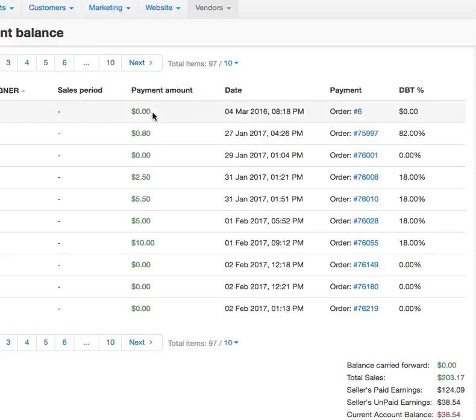So payment amount. This will be the total of your order. To trace your order, you can click on the link right here, so it's all linked up, so you can actually go back and forth in between each item to double check.